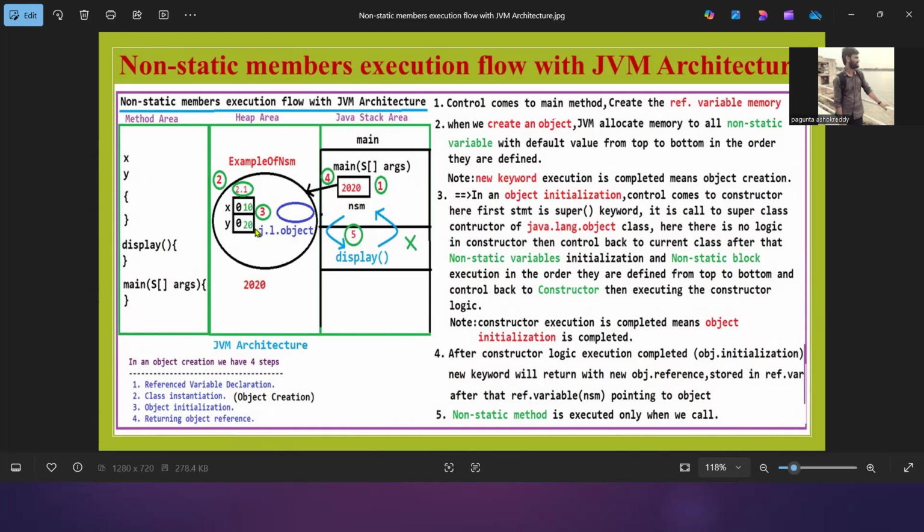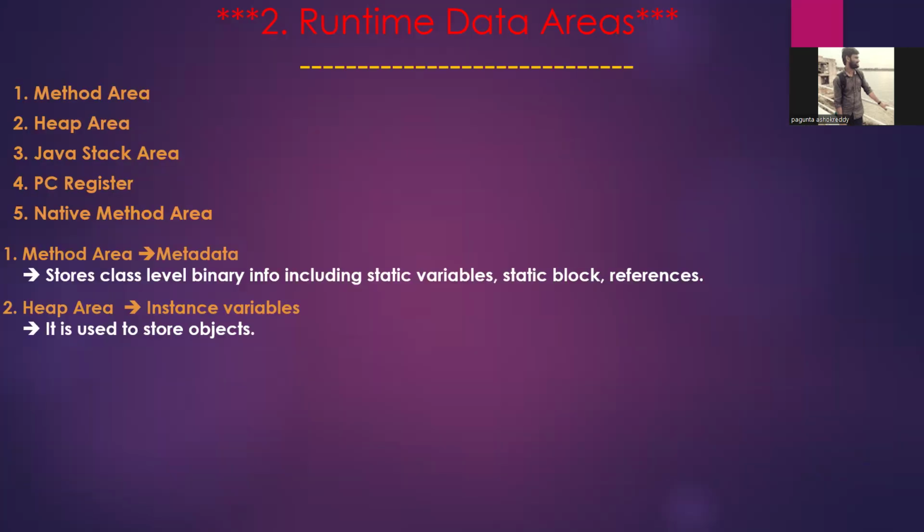What you have to observe here is that the non-static variable is stored in the object, and this object is stored in the heap area. I am going to explain this here. The heap area is used to store the object. In this object, we can store the instance variable.